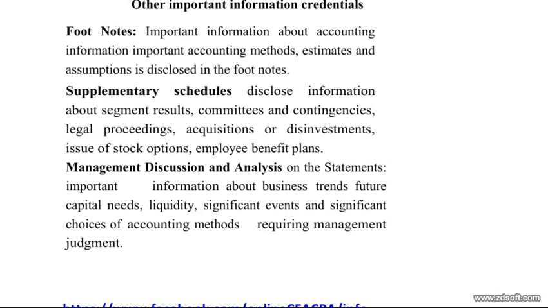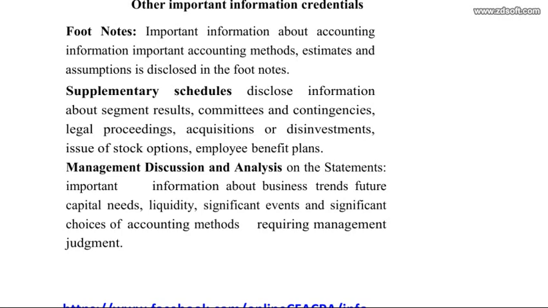Management decision and analysis. In the name itself, it is a decision. Management decision means it's a final, ultimate decision. Management and the board of directors take decisions, and the analysis behind those decisions will be explained under MDA, management decision analysis.